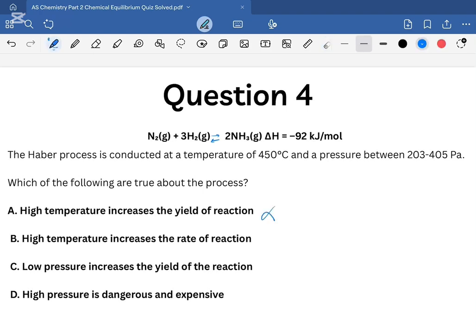Now this is false, because if you use high temperature, as we said before, the delta H is going to increase. The system wants to decrease delta H, which is on the product side, and it's going to shift toward this direction. So it's not going to increase the yield, because the ammonia is going to decrease. High temperature increases the rate of the reaction. This is correct, because if we use high temperature, then the molecules will have more kinetic energy.